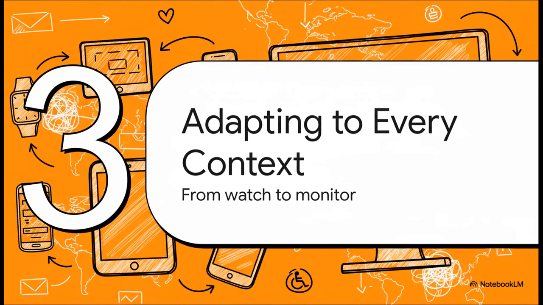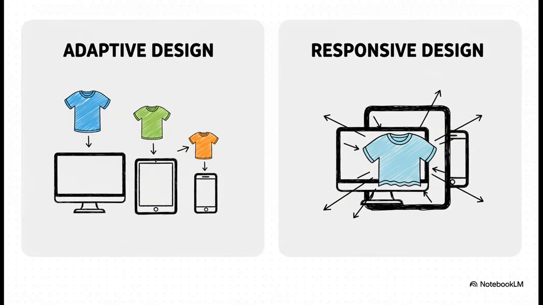So we've designed for the person, but what about their environment? I mean, think about it. The same person interacts with technology completely differently when they're at their desk with a huge monitor versus, say, on their wrist on a tiny watch while they're out for a run. The design has to be a chameleon. It has to adapt. And designers have two main tools for this.